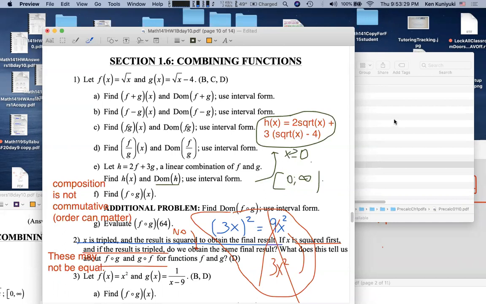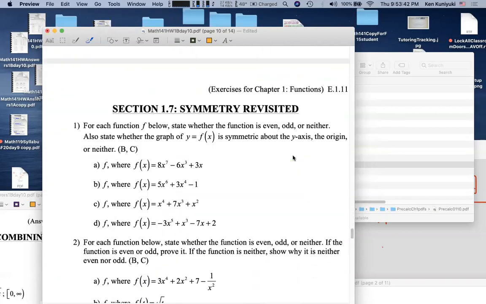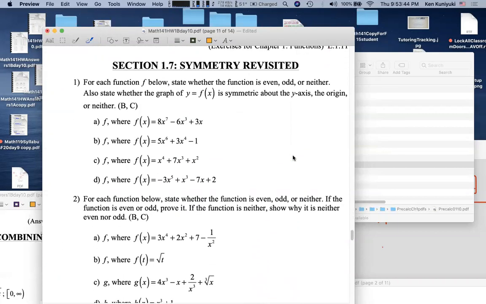Okay, I think I hit the chat questions. Any more questions? Yeah, go ahead. I have a question on 1.7, 1C, and 1D. How do you prove that those are neither? All right. State whether even, odd, or neither. Okay, now here's the thing. On number 1, you technically don't have to prove it, but I'll put it this way.